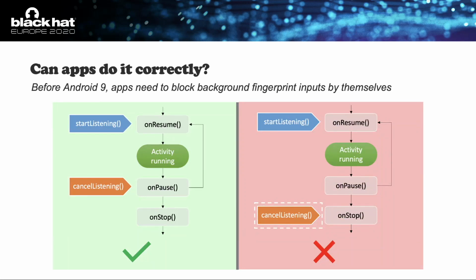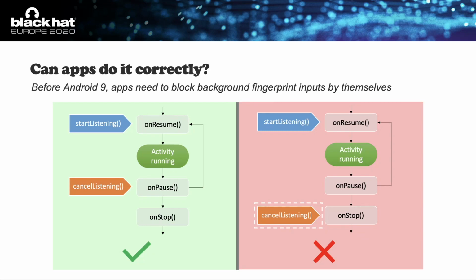Before we talk about those, first we will introduce the case when the victim is running older Android versions, for example, Android 8. Because before Android 9, there's no system level protection, so the apps need to block the background fingerprint input by themselves. And we observe that there are 2 common implementation patterns for apps using fingerprint. The first one is that the apps will cancel the fingerprint listening inside the pause event of the activity. And the second one is that they will cancel it in the stop event. So which one is correct?